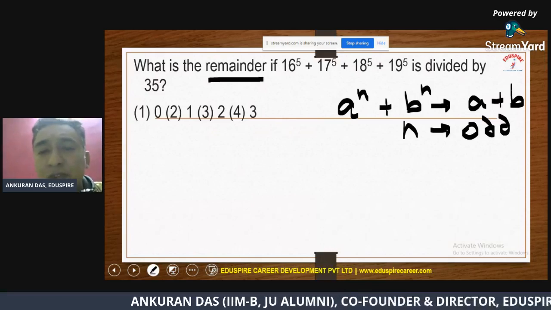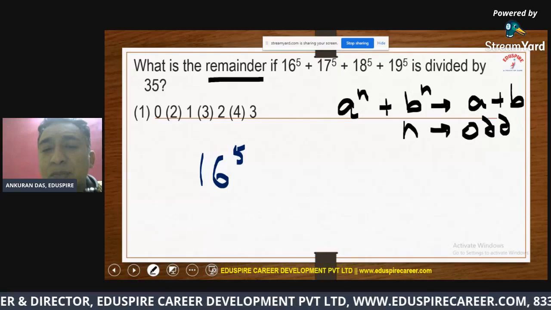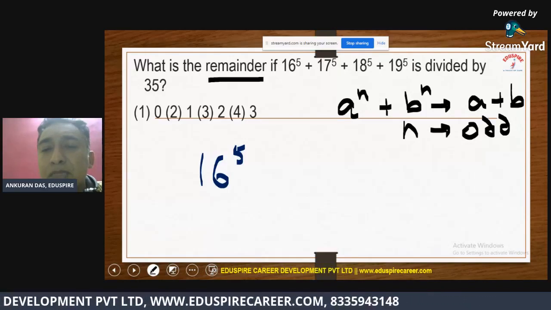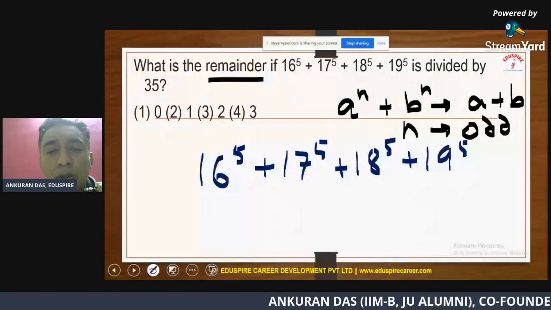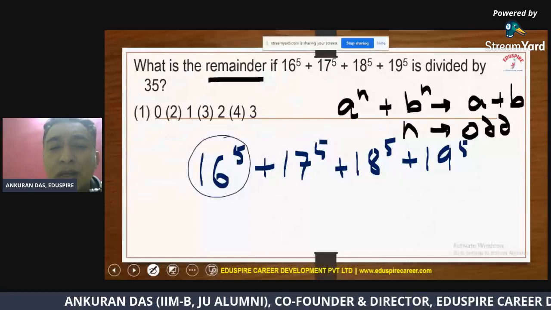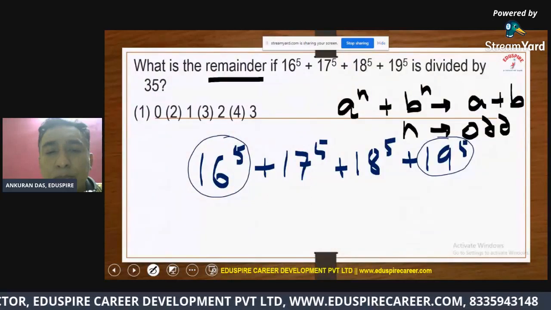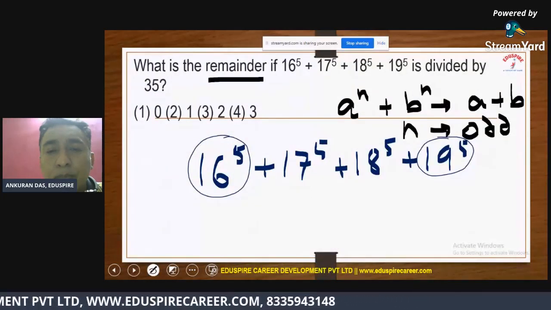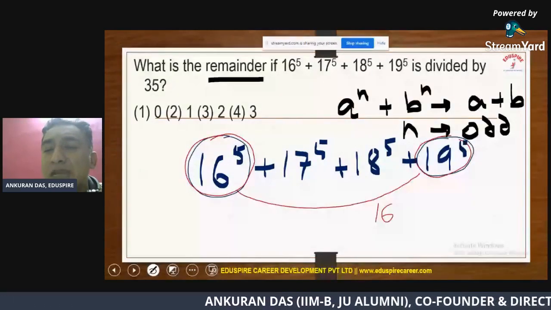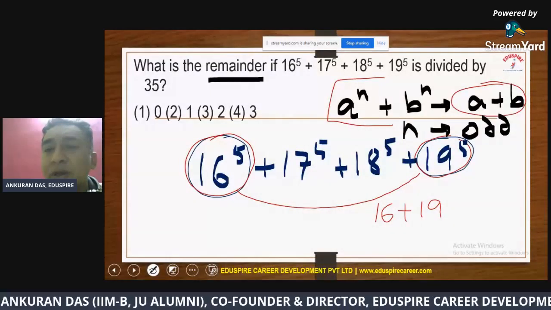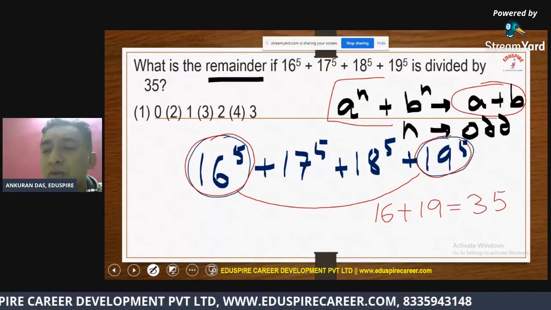So you see, if I look at this expression, 16 power 5 plus 17 power 5 plus 18 power 5, please understand, if I look at these two expressions, 16 power 5 plus 19 power 5, we can say that this part will be divisible by 16 plus 19, right? Coming from here. This is the concept which we are applying, which is equal to 35, of course.